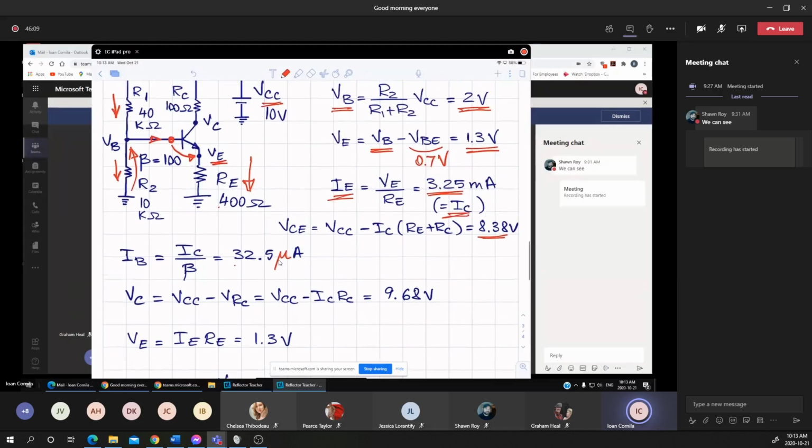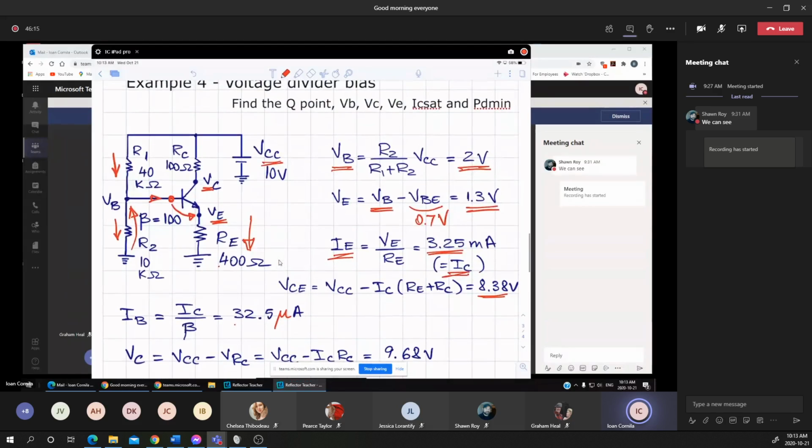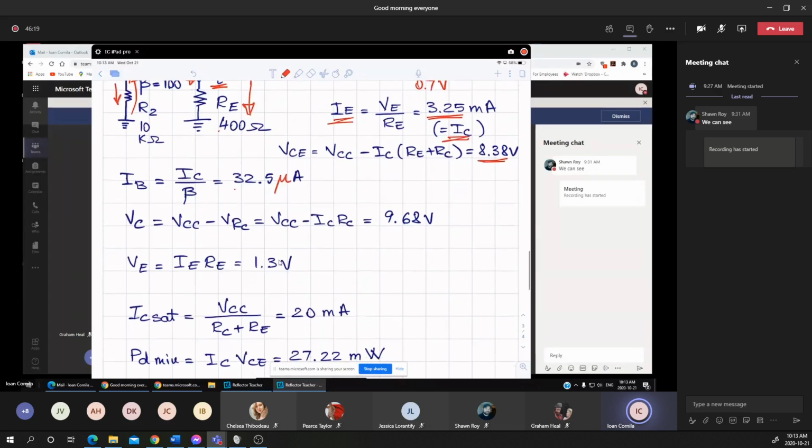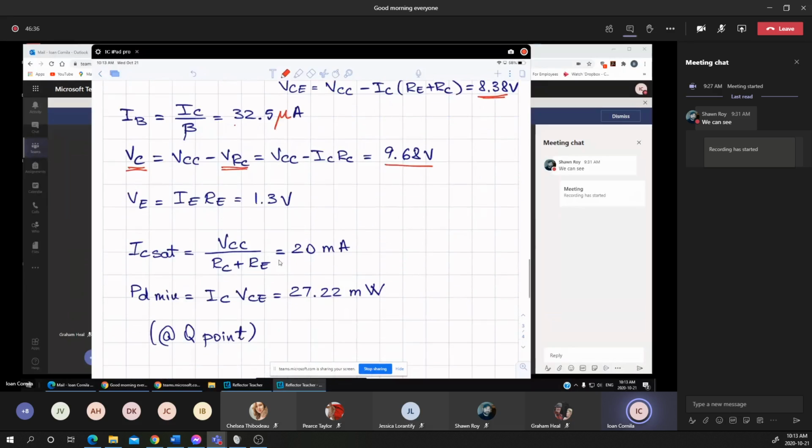The VC means the voltage at the collector. I am applying again the KVL on the output loop. Means that we can find the VC, or the potential at the collector with respect to ground, as the VCC minus the voltage drop across the resistance RC. Now, the voltage drop across RC is the IC times RC, which makes 9.68 volts.